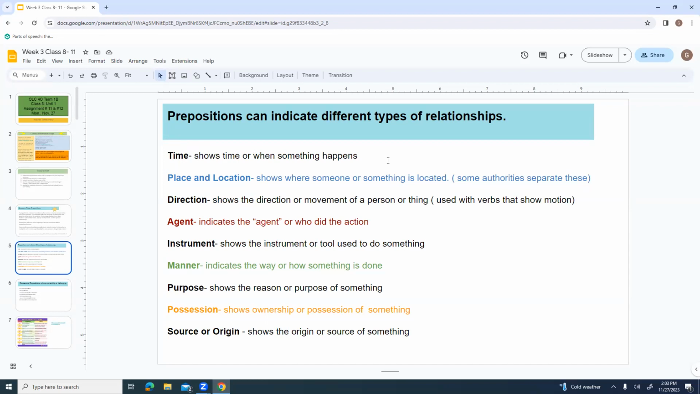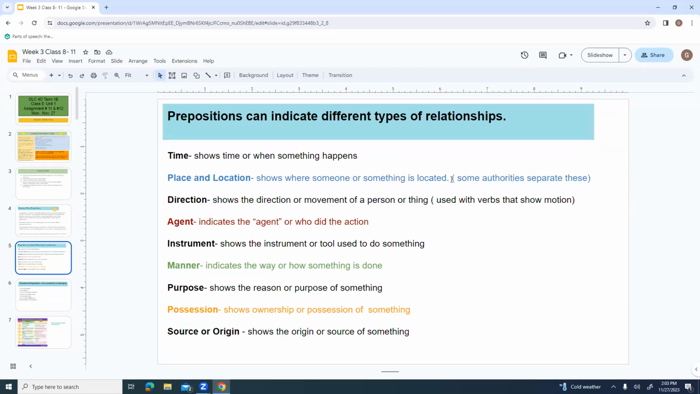Time, obviously it shows time or when something happens. That could be general time like in the winter time or during the decades of the 1970s, or it can be very specific time like at 2 o'clock. Place and location, it can show where someone or something is located. Some people kind of group these together. Some people have very definite ideas that they should be separate. They're so similar that I put them together.